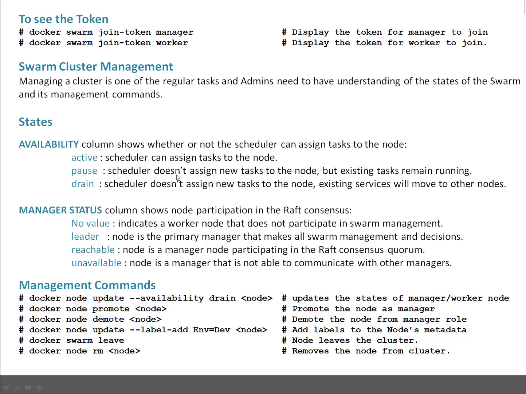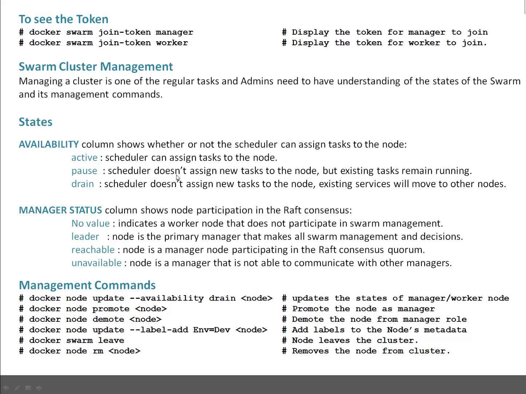After that, we have talked about how to create a cluster and how to add nodes, but the main thing is swarm cluster management. Managing a cluster is one of the regular tasks, and an admin needs to have an understanding of the states of swarm and its management commands. So there are two things which we have to understand. One is the availability column. This column tells whether or not the scheduler can assign tasks to the node. The scheduler is basically the manager.